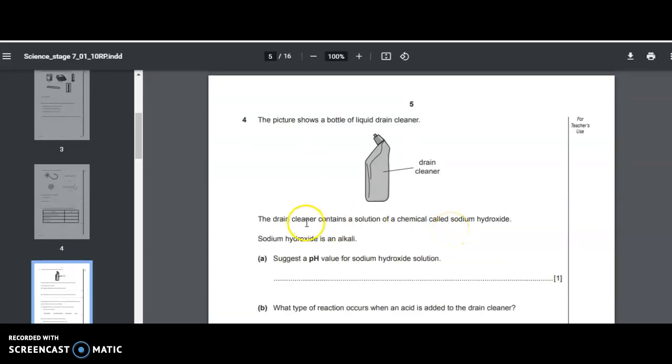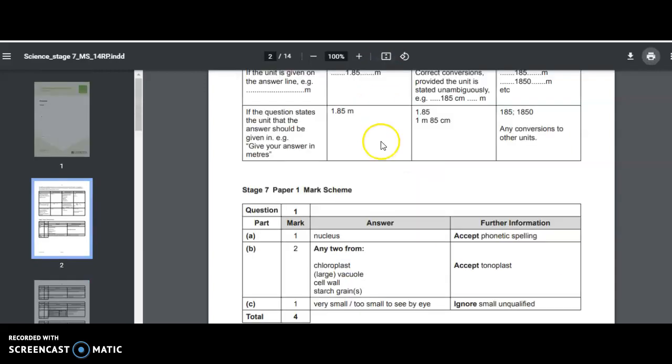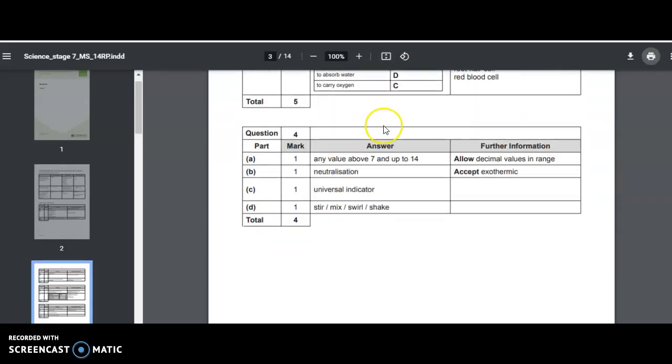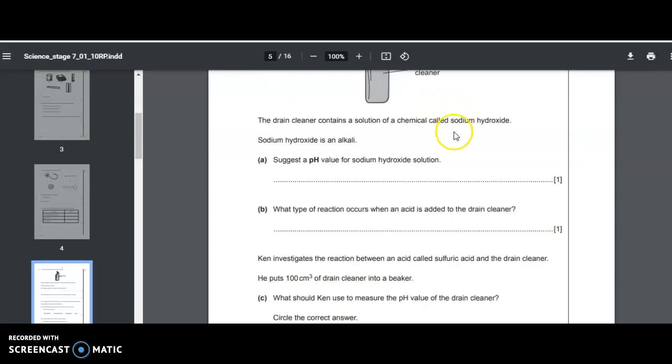Now, alkali. What is an alkali? We need to suggest a pH, so that means you need to give a specific number. An alkali is going to be a liquid that is above 7, up to 14, but you need to actually write a number. 8, 7.5, 9, whatever that number is. So you write a number for that.